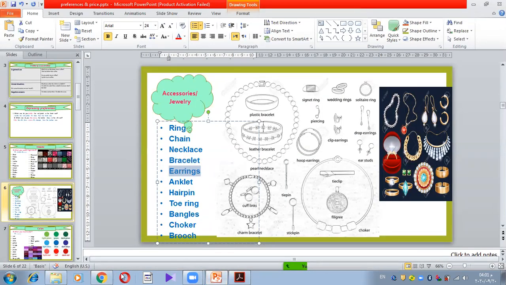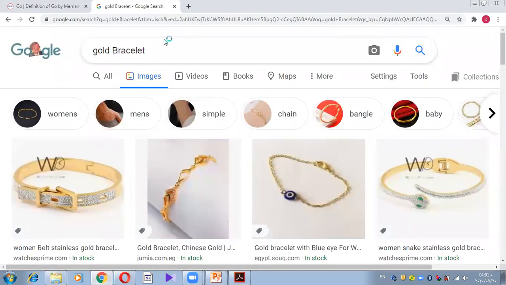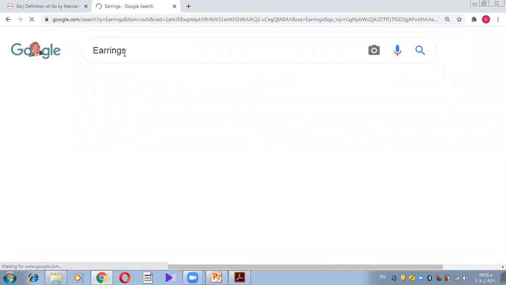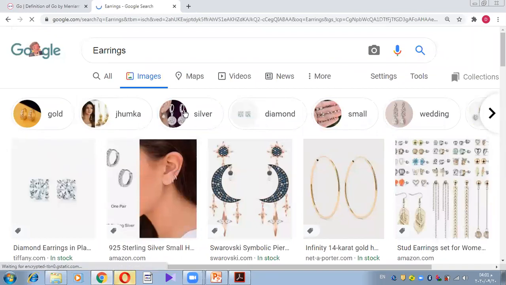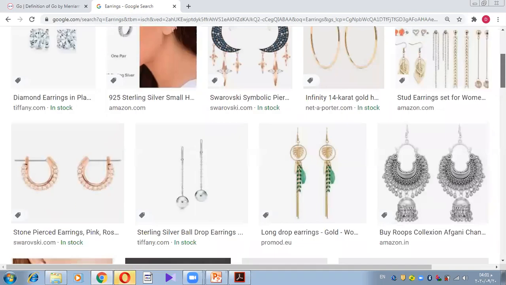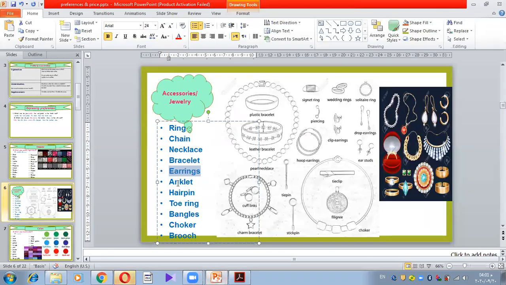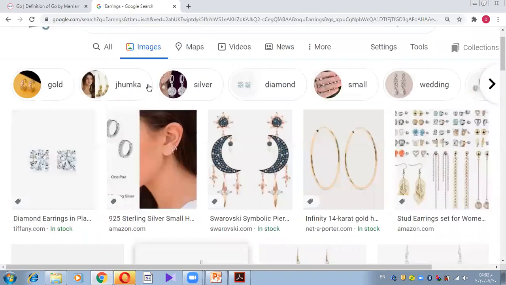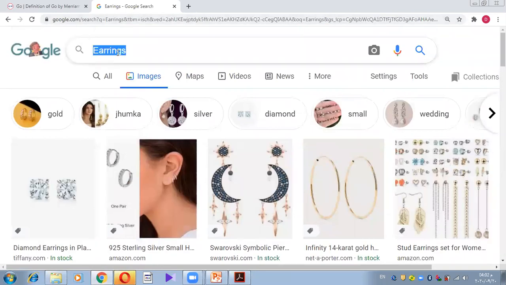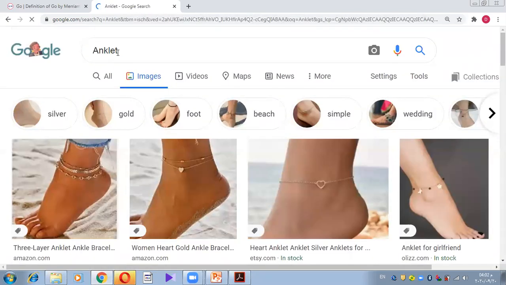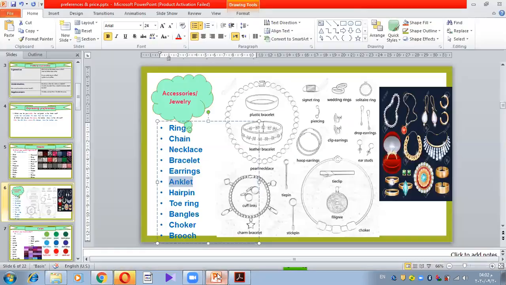Earrings. What is meant by earrings? That's earrings. Earrings, just like this. You wear it anytime. We have it for our ears. Anklet. That's the anklet. We can have it on our feet.